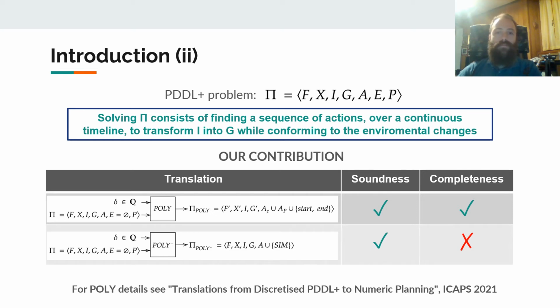In this work, we start from a translation scheme, namely Poly, recently published at KEPS, proposed to discretize a PDDL Plus task into a numeric one expressed in PDDL 2.1. In particular, Poly satisfies the properties of soundness and completeness according to the discrete PDDL Plus semantics. Starting from Poly, we propose a variant, namely Poly minus, that produces a lighter encoding at the expense of completeness.